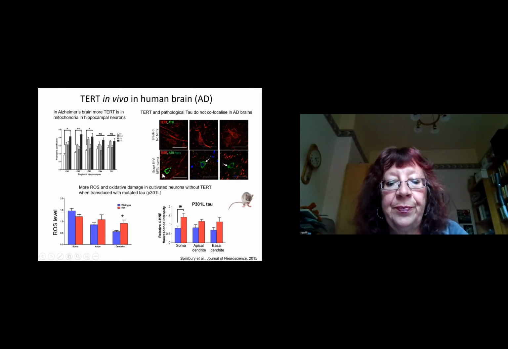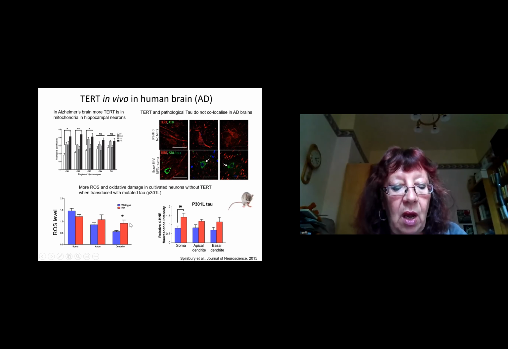Since we only had those end-stage brains and you can't do any intervention with those, we decided to use cultivated mouse neurons, and we used them either from wild-type mice, shown in blue, or from TERT knockout mice, shown in red. We transduced them with mutated tau, P301L, and we found substantially more oxidative stress in the dendrites.